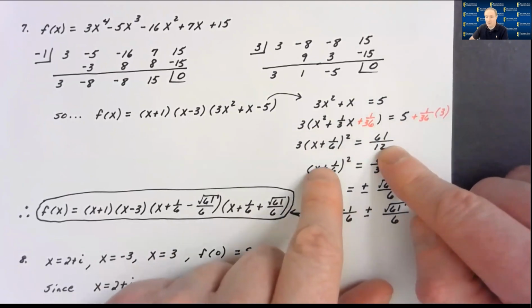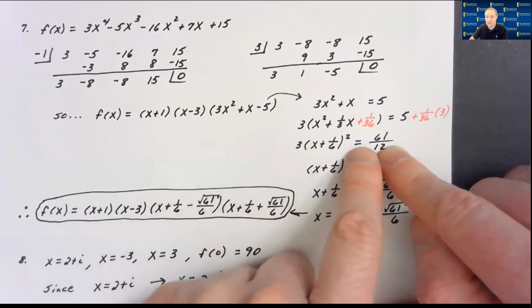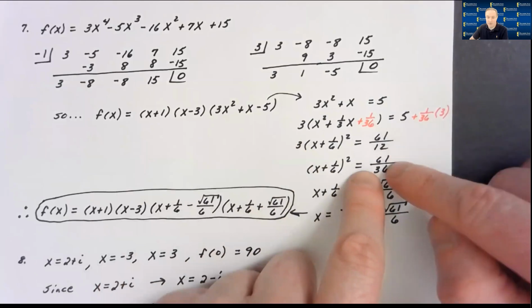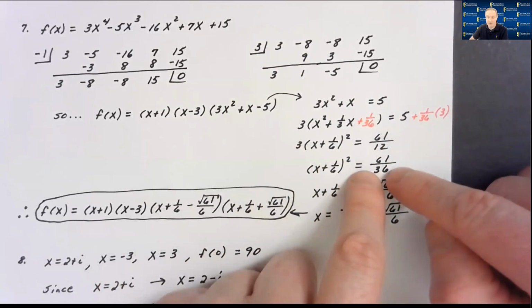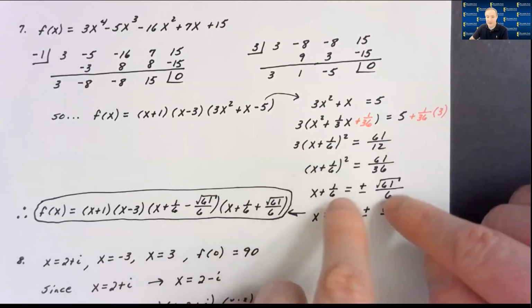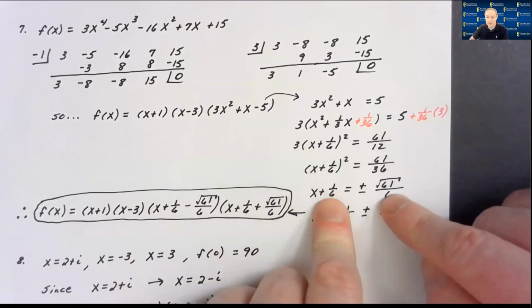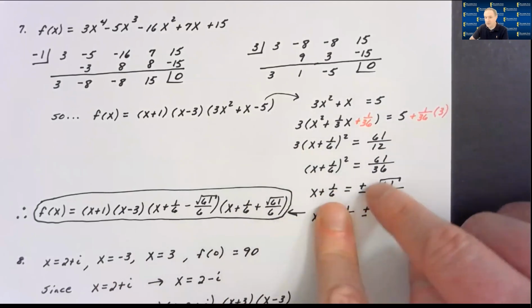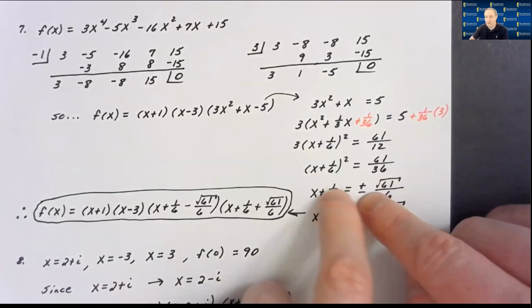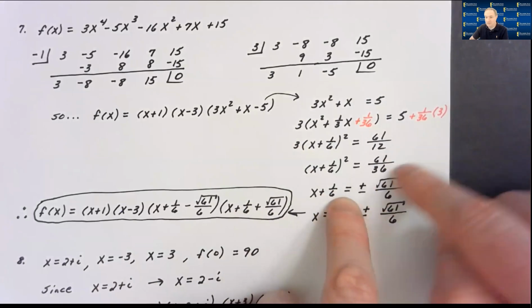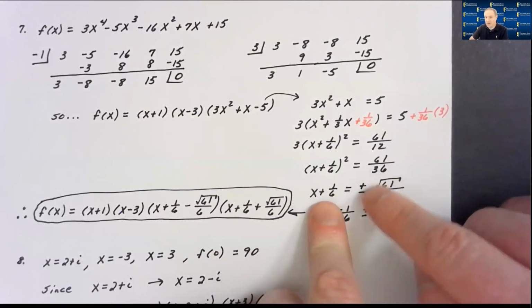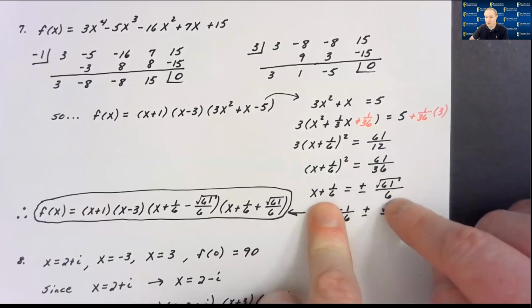So then I can say, well, now I need to divide by 3 on both sides. If I divide by 3, that's the same thing as multiplying by 1/3 on this side, gave me 61 over 36. Then from this step to this step, I'm taking the square root of both sides. And we remember the side not containing the variable you're solving for is the positive or negative root. The root of 61 is irrational, so I just have to do that. But the root of 36 is 6. So I can say x plus 1/6 is the positive or negative root of 61 over 6.